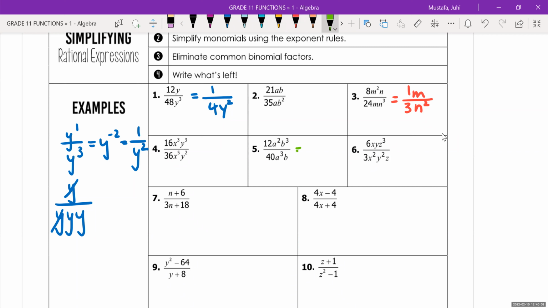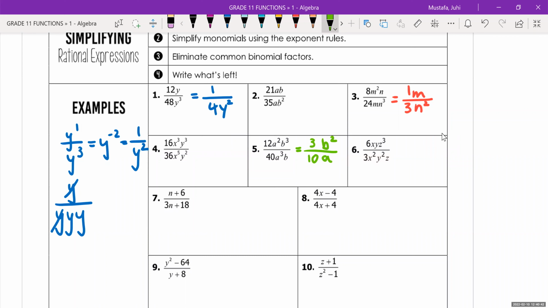12 and 40. What can I divide both of those by? Sarah? 4? Yep, and that would be the lowest one. So we're going to get 3 over 10. a squared divided by a to the power of 3. What exponent are we left with, and what are we left with? And is it at the top or the bottom? Bea? A at the bottom. Good. And then b to the power of 3 divided by b to the power of 1. Then b squared at the top.